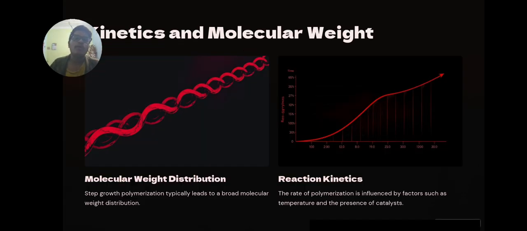Kinetics and molecular weights of chain growth and step growth. Molecular weight distribution: step growth polymerization typically leads to a broad molecular weight distribution. Reaction kinetics: the rate of polymerization is influenced by factors such as temperature and the presence of catalysts.